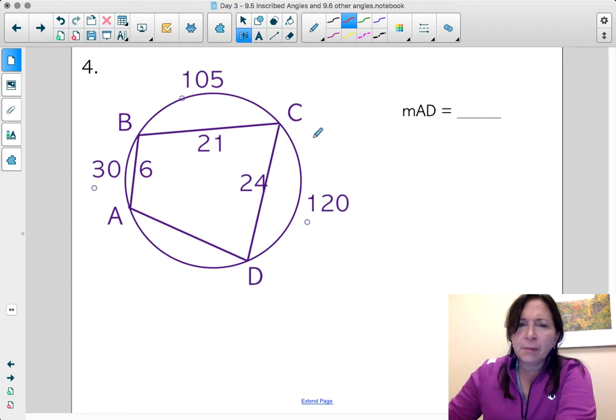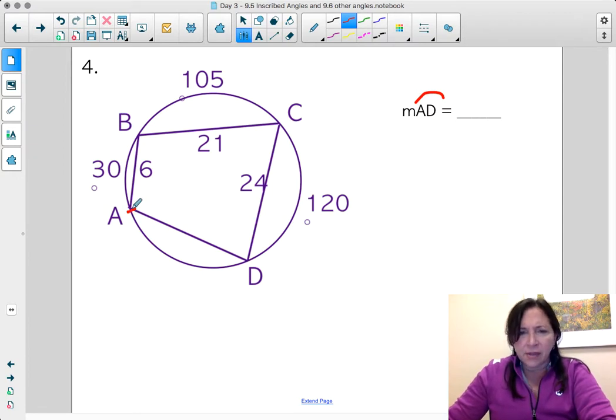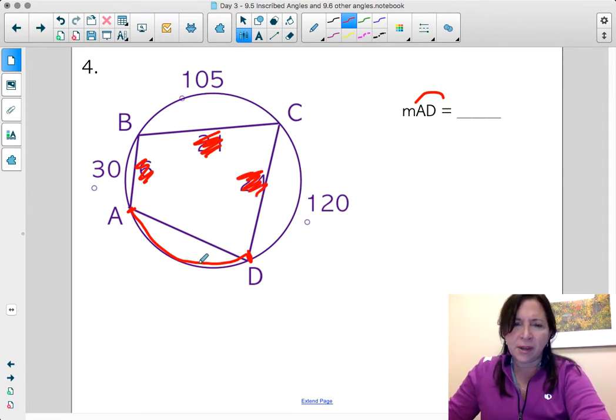For this problem, your job is to find the measure of arc AD. So if I want to find this arc, which is here to here, a couple of things. First of all, you have some information that you really don't need. You don't need any of this. So I'm just going to omit that because it's not necessary.